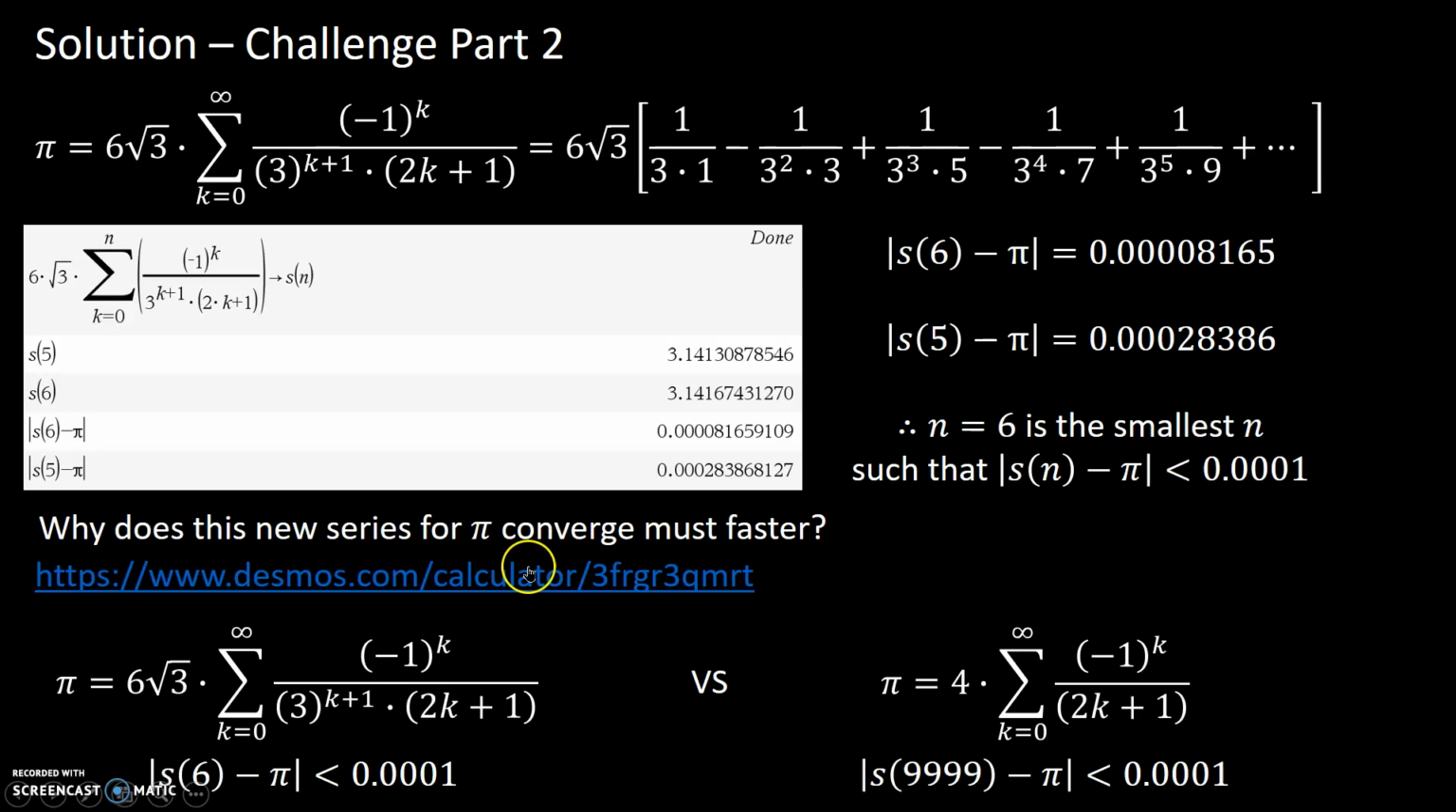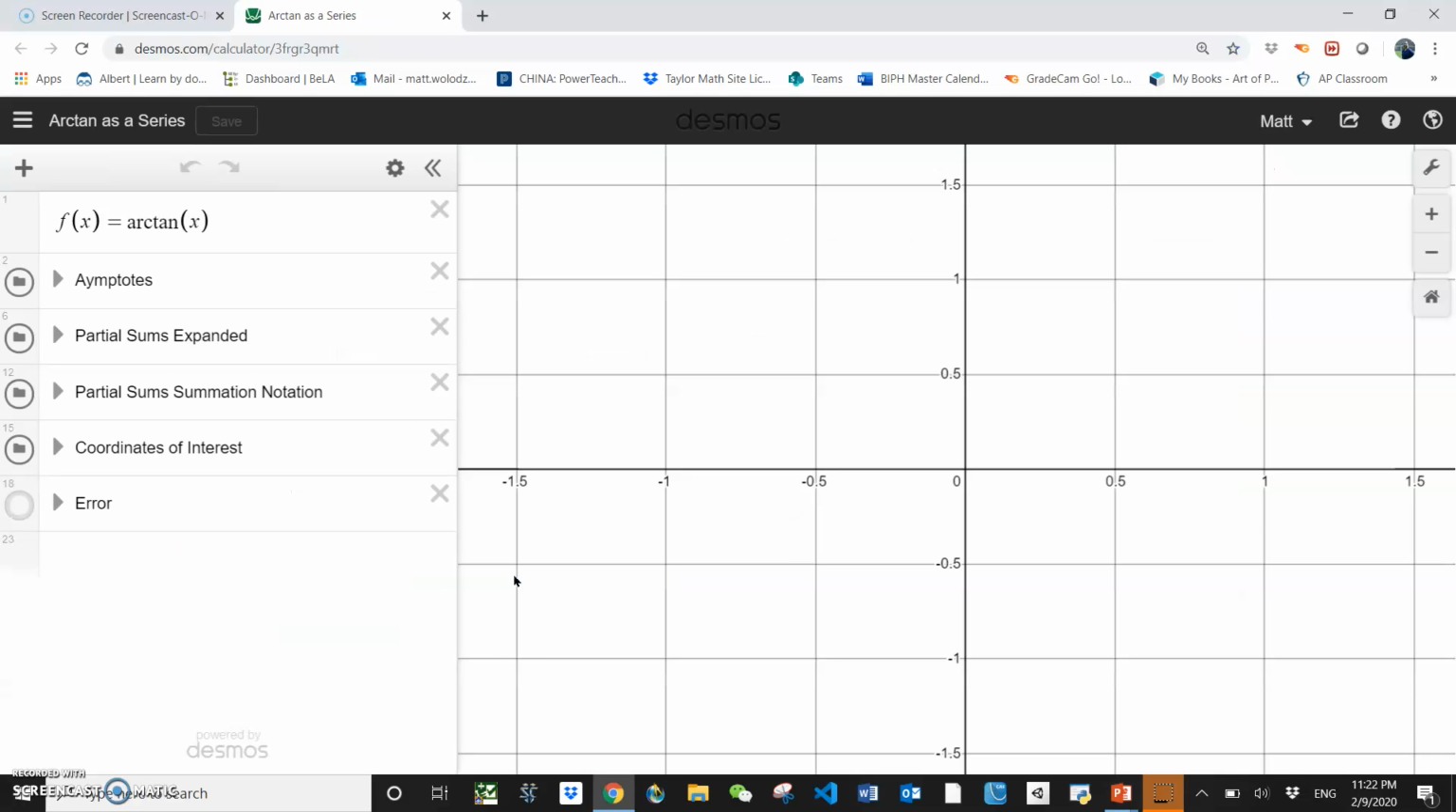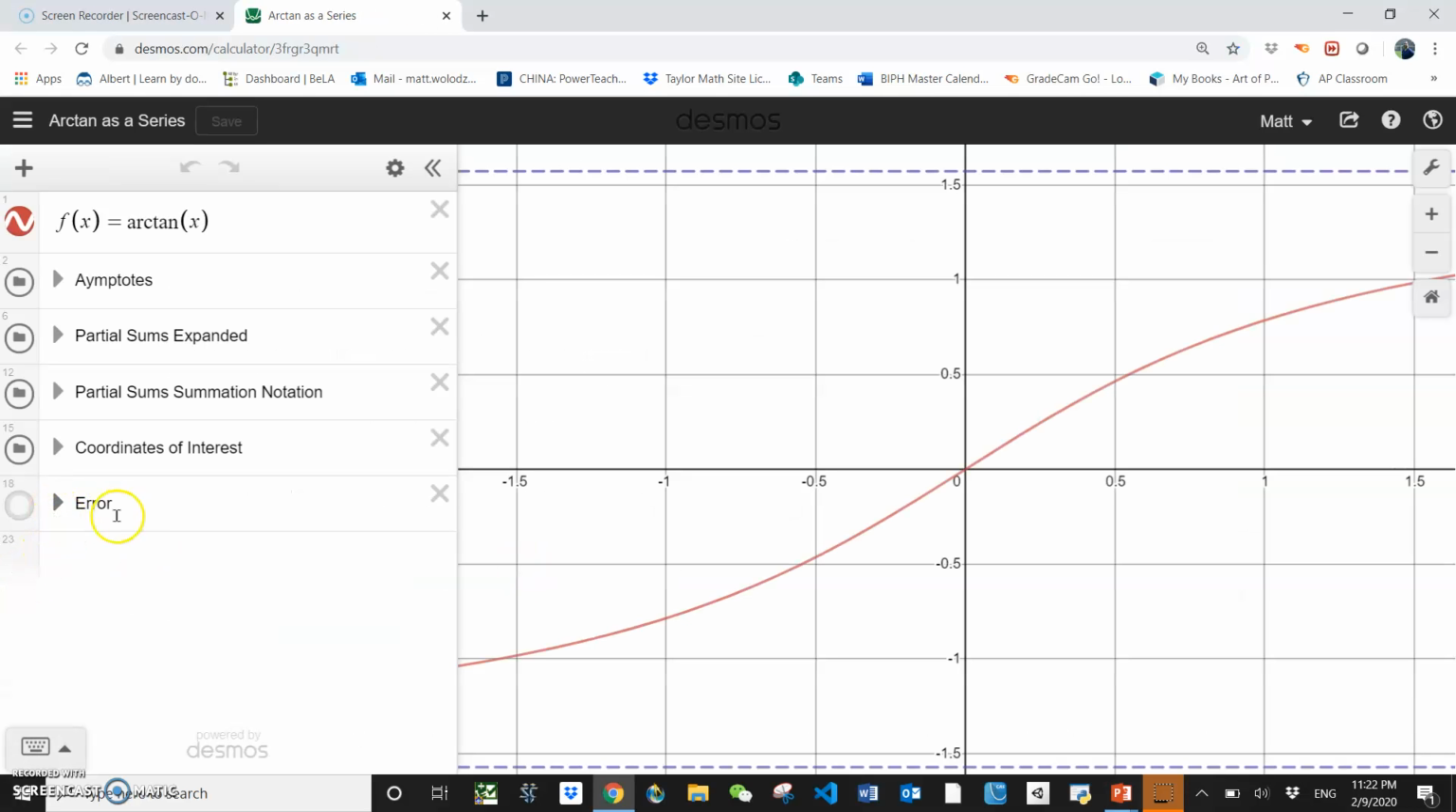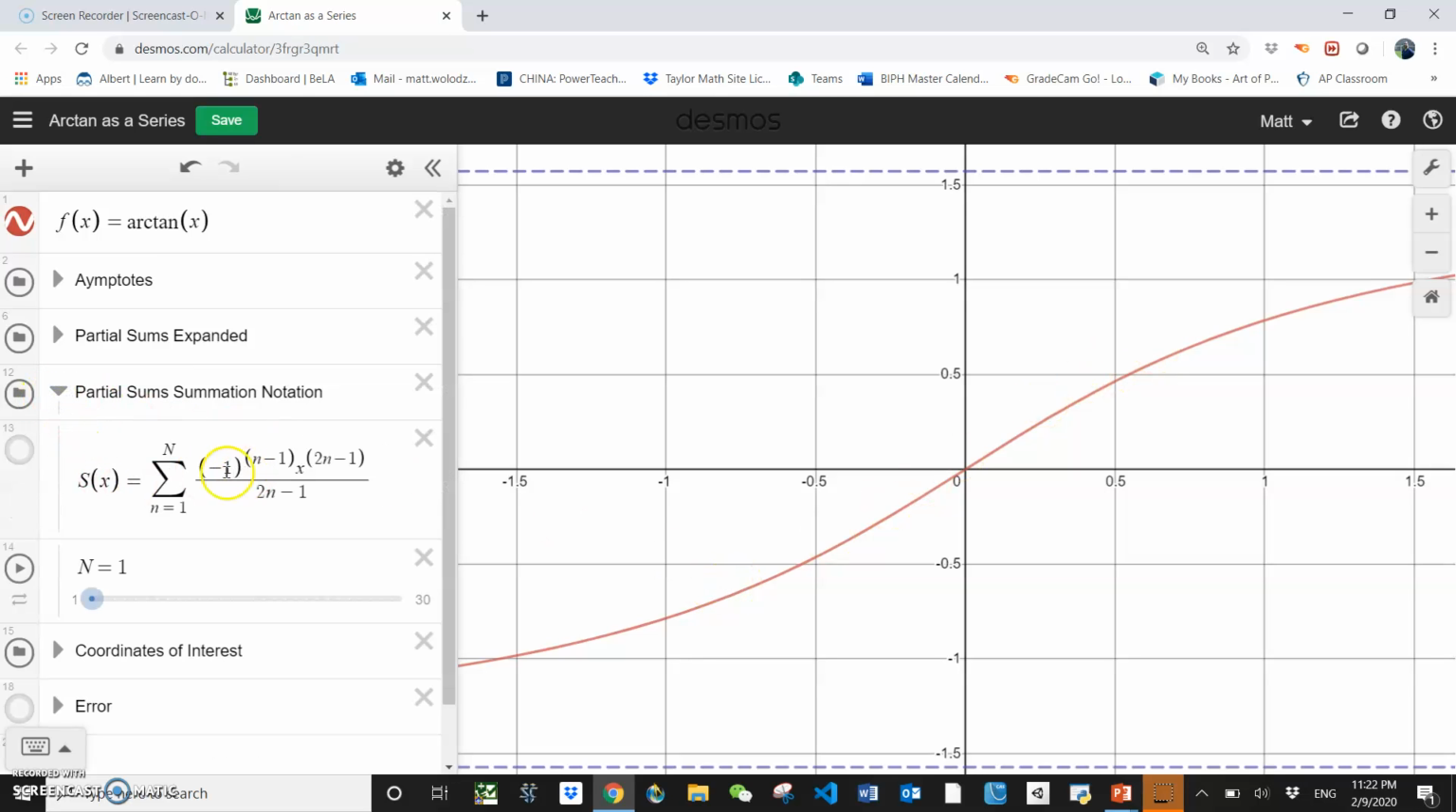What's the intuition here? So I've built a Desmos calculator up so we can explore this concept. And you'll see here I've created a new error folder, which is identical to the original arctangent Desmos you have, but now with an error margin. So what we got here, we have the function of arctangent. We have a partial sums notation calculator. So this is one partial sum. So let's go out to about 3, or this is 3 terms.